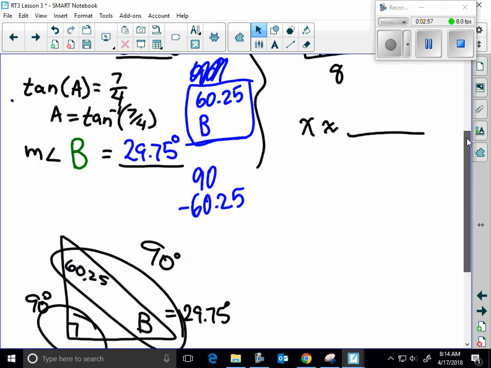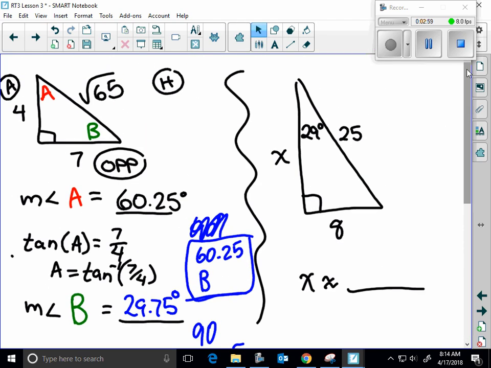Excellent. Good. Okay, here we go. We got ourselves a triangle. We want to find x. That's our goal. So we have to include x in our ratio. We have to include it.